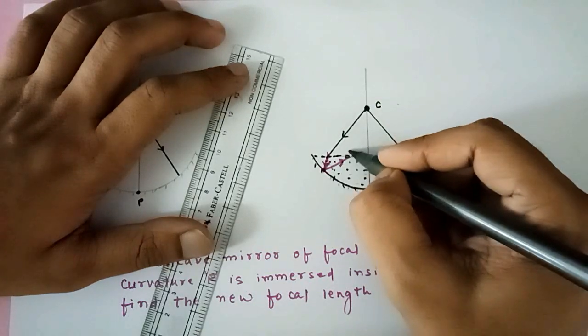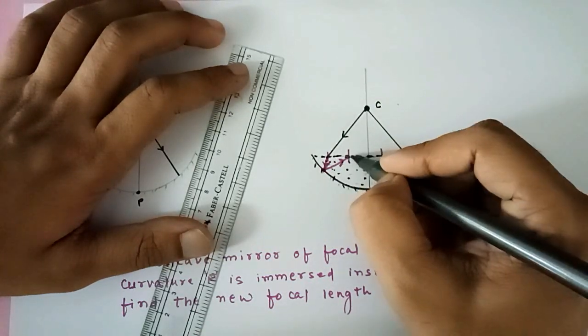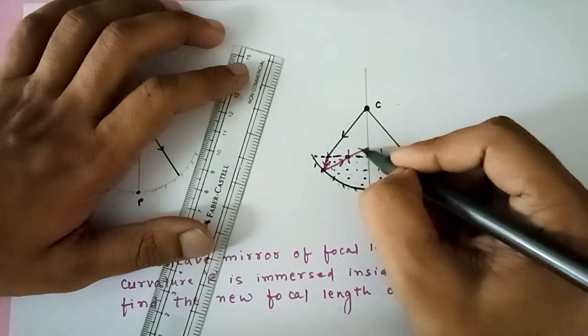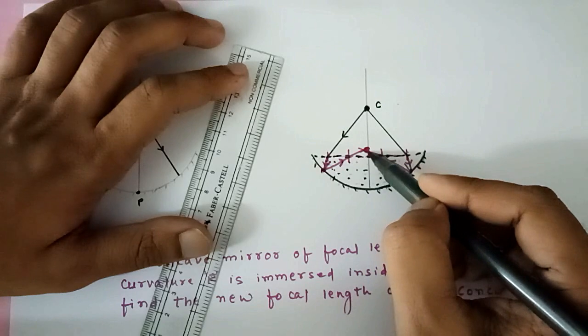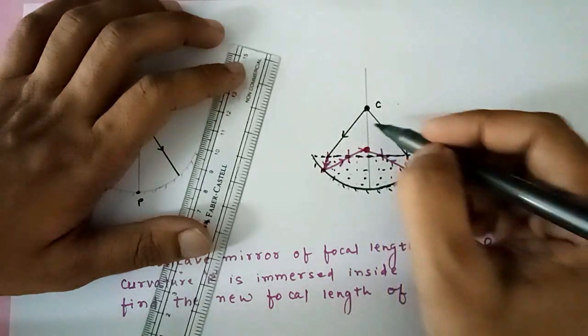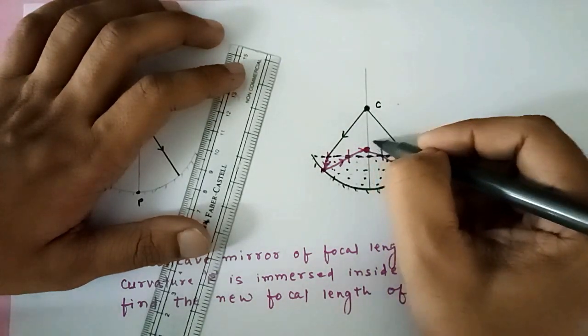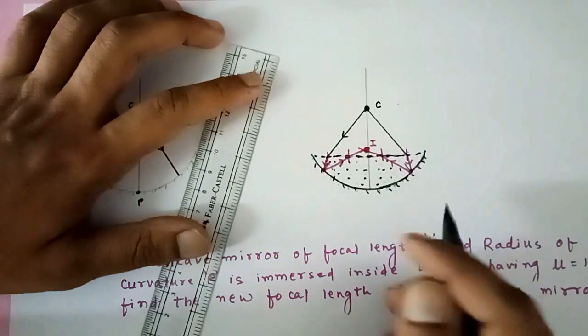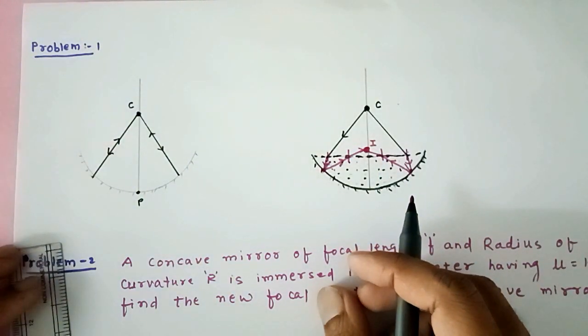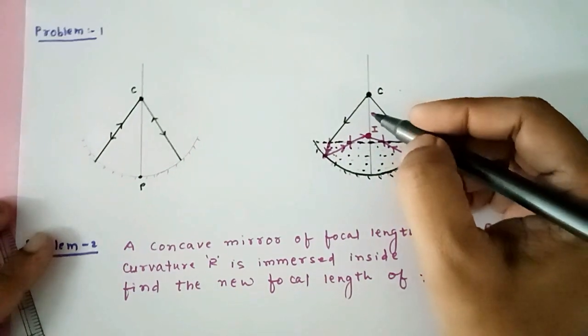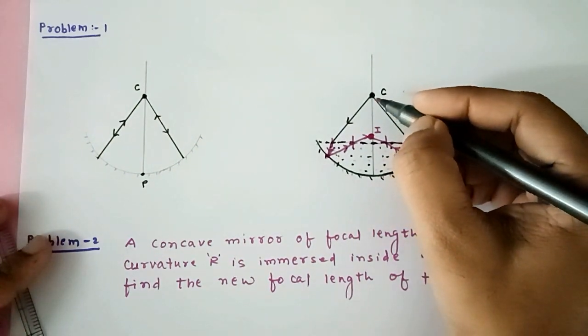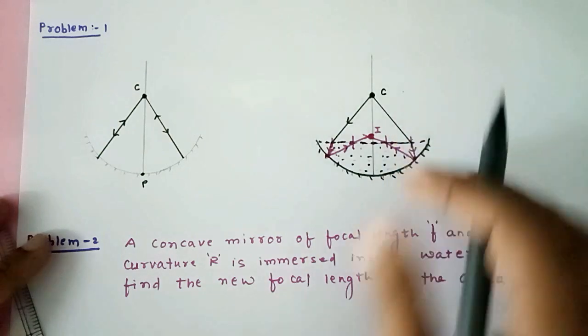Now from this point again I need to draw the normal, and this time instead of going straight they will bend away from the normal. So the two refracted rays are meeting over here instead of going straight, away from the normal. So earlier the image was formed here, now this is the position of the image. Okay, fine. So that means we find the shifting of the image towards the concave mirror.